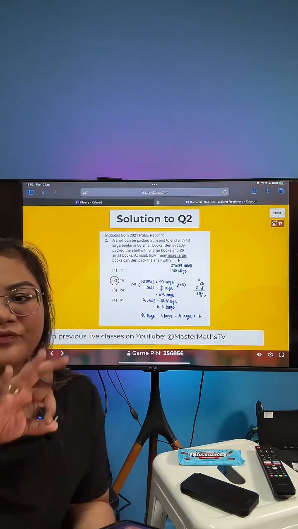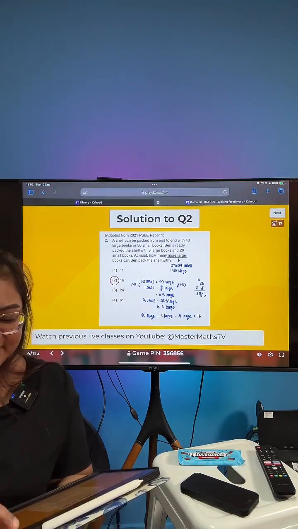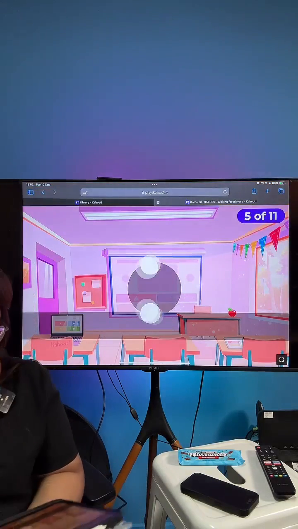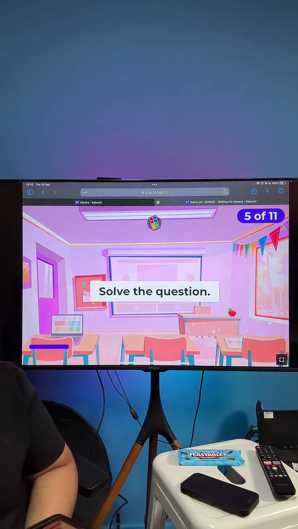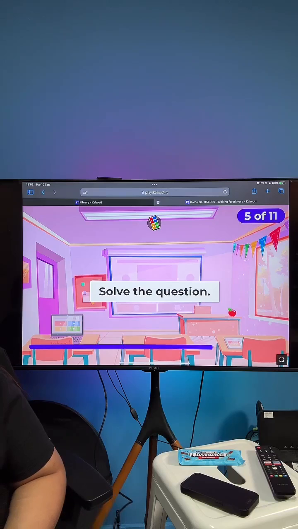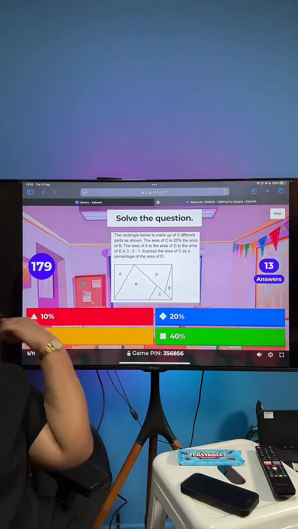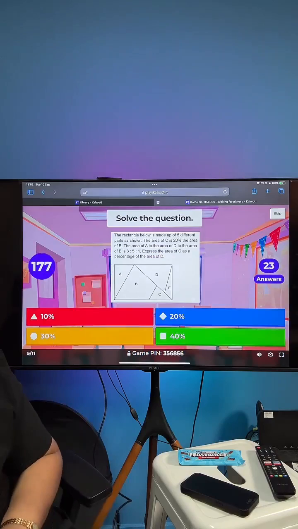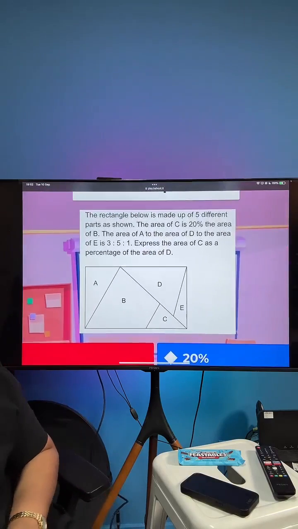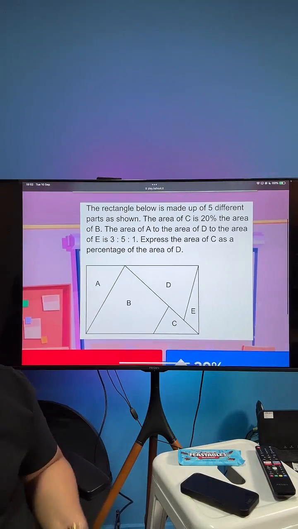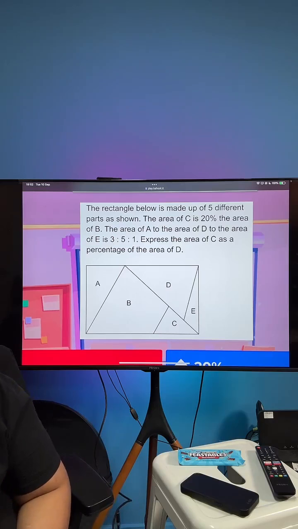Question number 3. Okay, question number 3 here. Double points. Okay, MCQ again. This appeared in the ACS Prelim 2024.